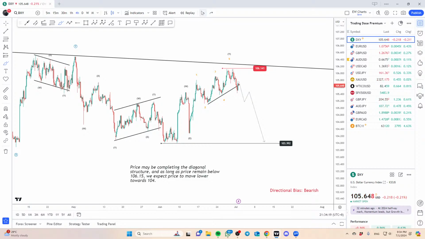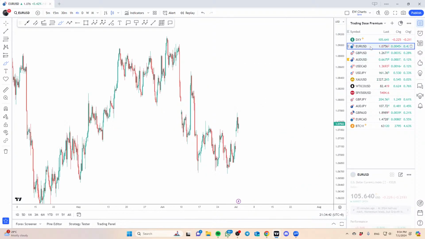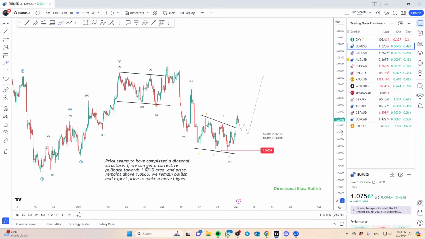We did get the breakdown of this structure here. Ideally we want to see a little more continuation down, and then any corrective pullback will open up a sell opportunity on the dollar. That's something I'm focusing on this week. The directional bias for dollar-related instruments would likely be more on the bearish side, and that would build in very nicely with the euro dollar.